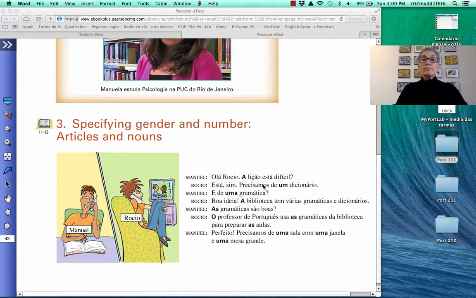Então, remember the verb precisar, and you have a noun, so you have to use the preposition de, okay? We need a dictionary, okay? Então, olha só, precisamos de um dicionário. E de uma gramática? So, né? Do we need a grammar too? Então, e de uma gramática? Boa ideia. Good idea. A biblioteca, so the library, okay?